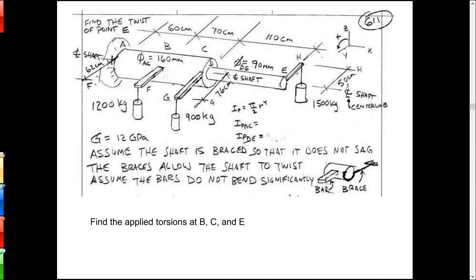So this is 611. We're just going to do one little bit of this. So what torsion is induced there at E on account of that mass hanging out from the side? Okay, right there. How would you evaluate that? Let me work on that just for a second.